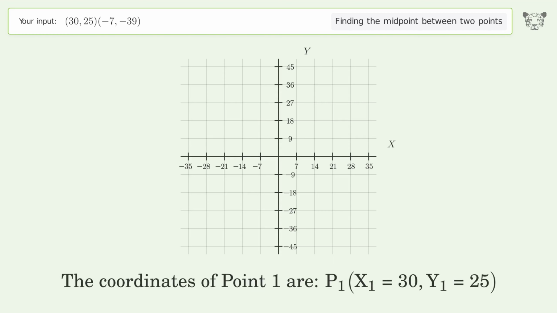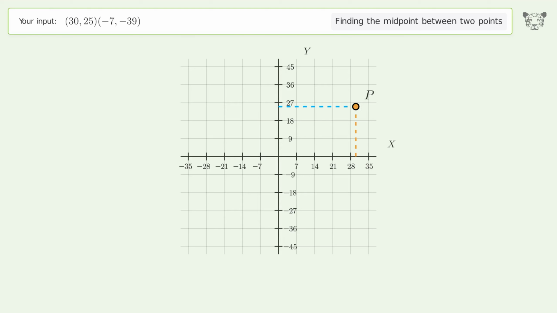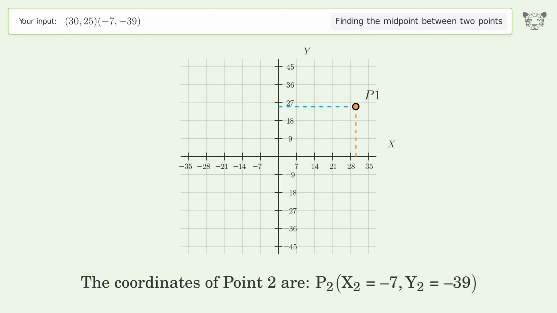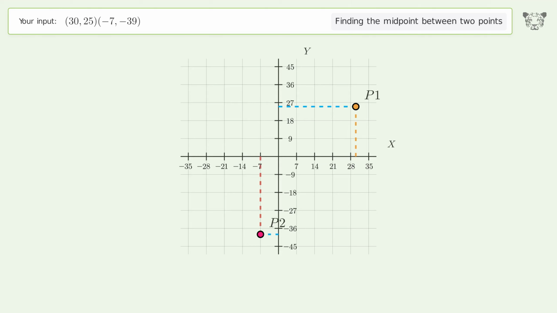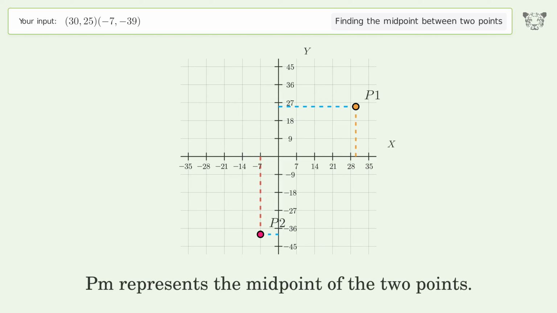The coordinates of point 1 are, x1 equals 30, y1 equals 25. The coordinates of point 2 are, x2 equals -7, y2 equals -39. PM represents the midpoint of the 2 points.